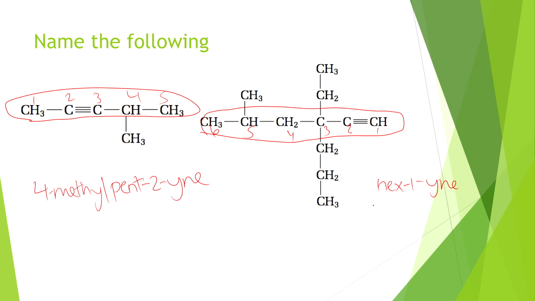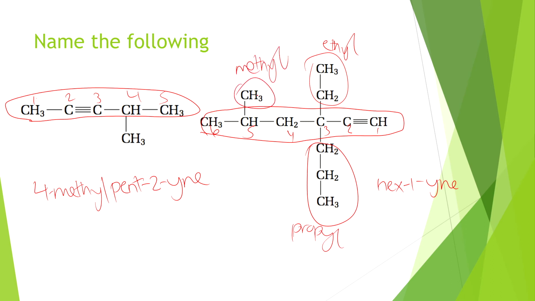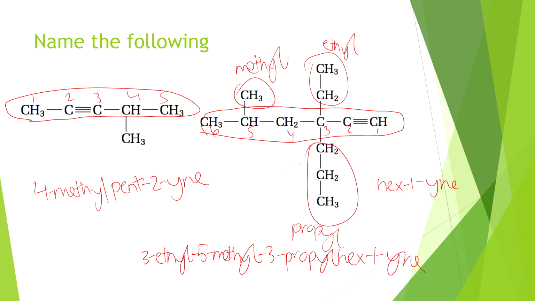And now let's look at the substituents. So on the third carbon we have an ethyl group over here and a propyl group over here. And on the fifth carbon we have a methyl group over here. So let's look at the alphabetical ordering of these groups. Ethyl before methyl and methyl before propyl. So then we know that it would be 3-ethyl, 5-methyl, 3-propylhex-1-yne. And that's how you name both of these.